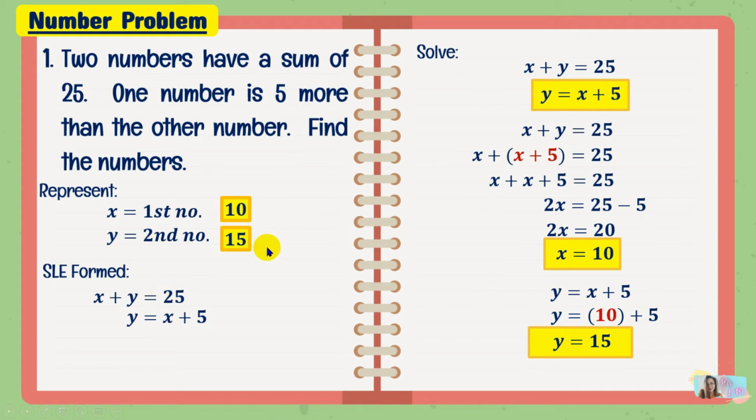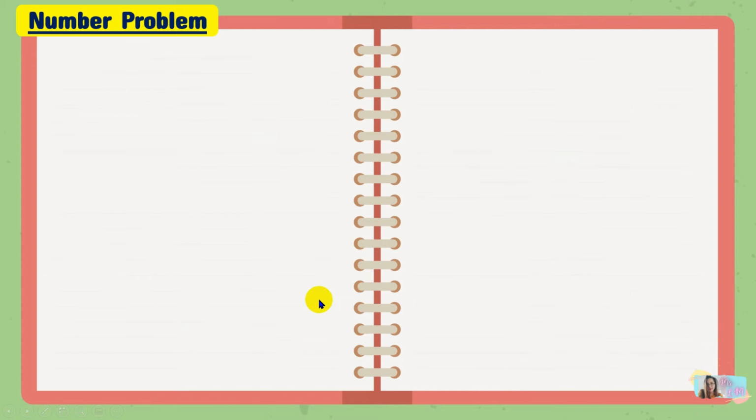And then 15 is 5 more than the other. Nasatisfy naman po pareho yung ating na-form na linear equation. So, we can say that these two numbers are what we are looking for. Okay? So, let's have another number problem.